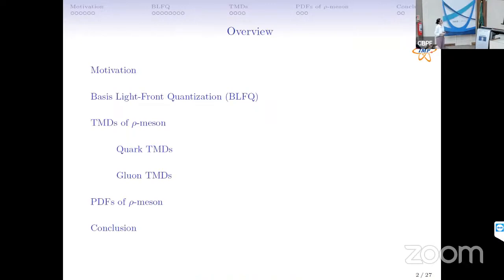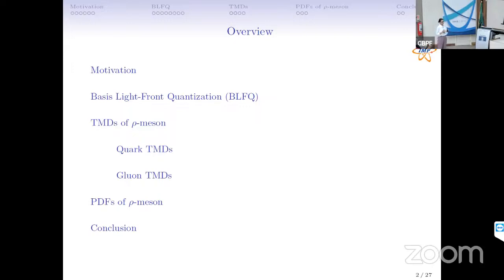First of all, I will say why we want to study this rho meson structure. Then I will briefly go through the BLFQ approach in which we have done all the calculations. Then I will move towards the transverse momentum distributions of the rho mesons, which give the structure of the rho meson in momentum space. I will talk about both the quark TMDs and gluon TMDs.